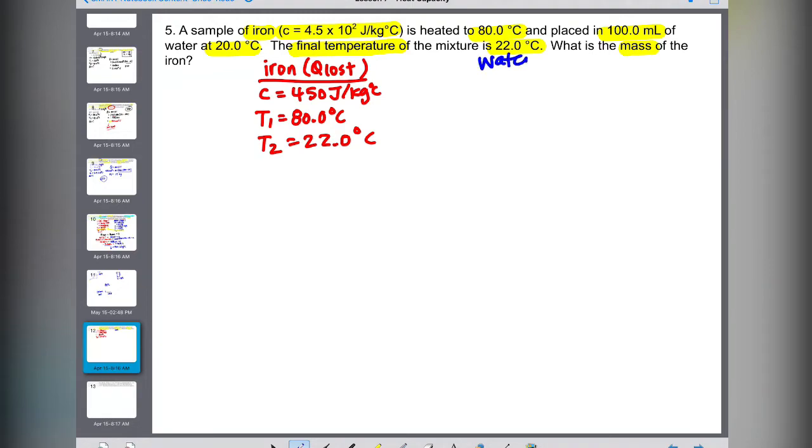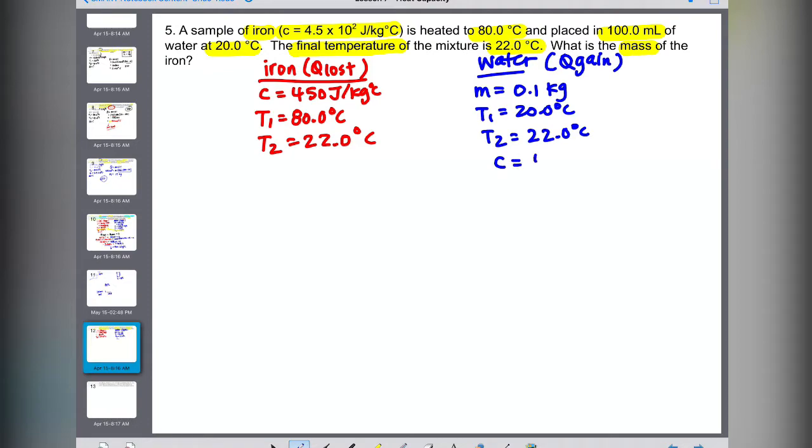So water is the part that is going through the heat gain. And the mass of the water is 100 grams or 0.1 kilogram. And the initial temperature of water is 20, and the final temperature of water is 22. And since I know this is water, I check my chart. I know my given as well. And then they're asking, what is the mass?